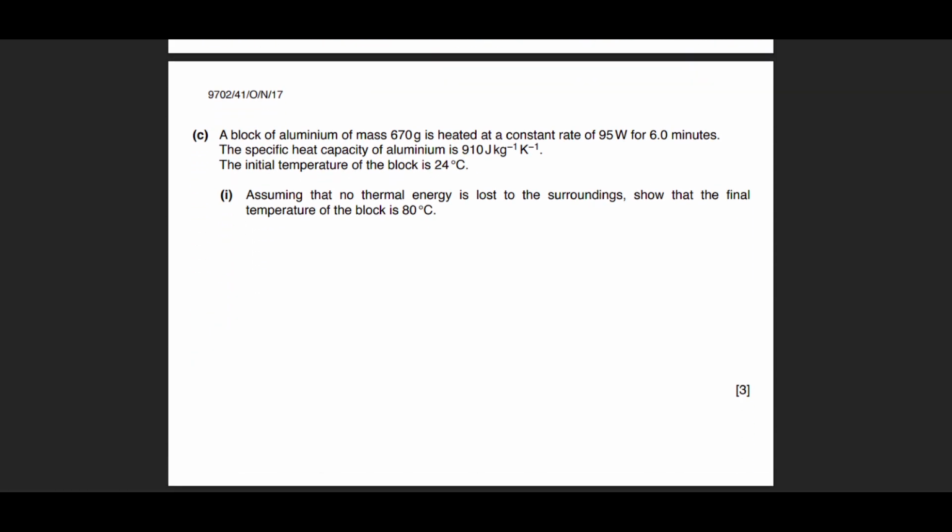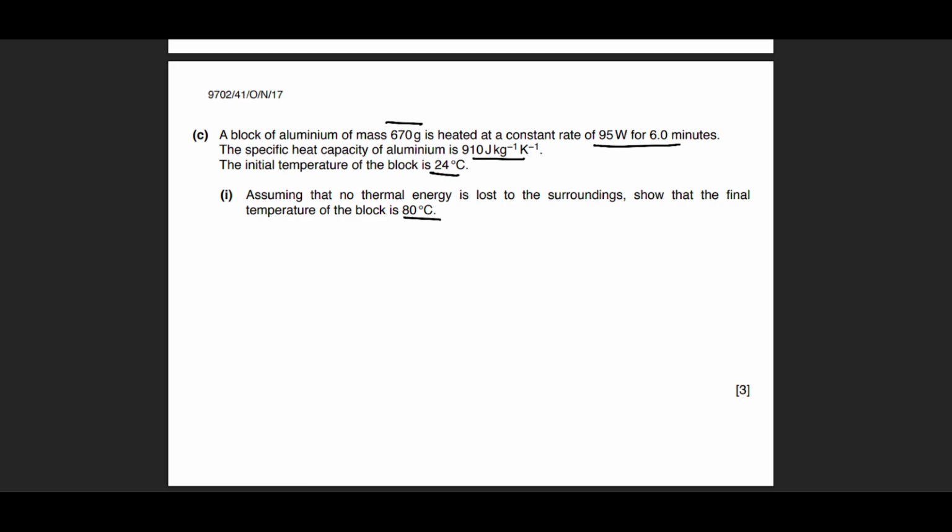Okay, next question regarding the heat capacity concept again. In this one, they are going to involve the power of an electric heater. So power is given, time is given, we have the initial temperature, the specific heat capacity, and the mass. He wants us to show that the final temperature is 80 degrees centigrade. Very easy question. Let's look at this.